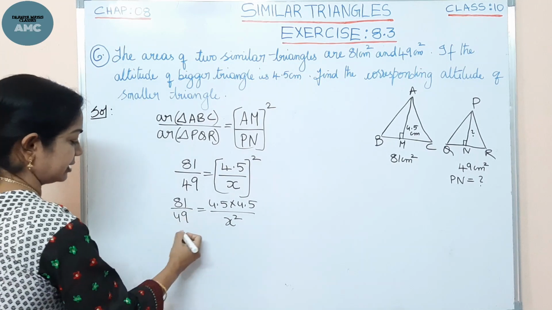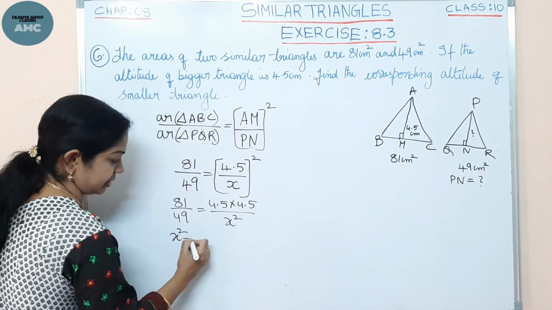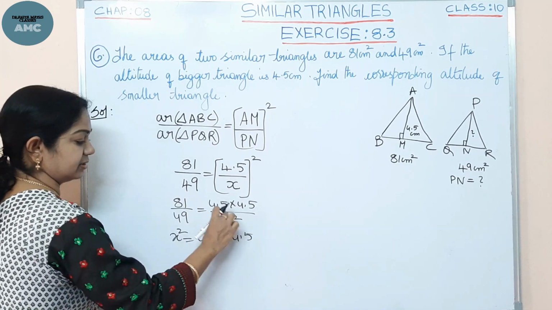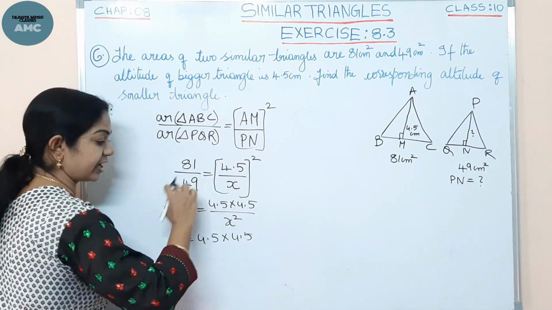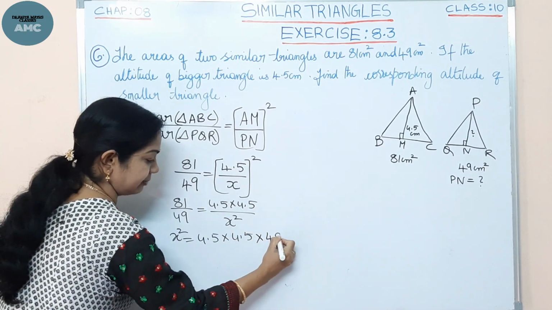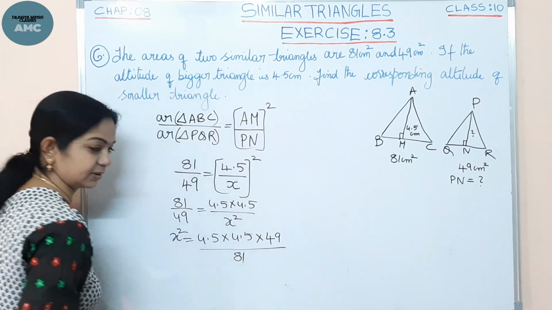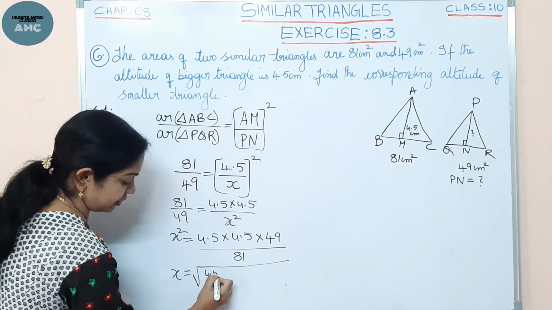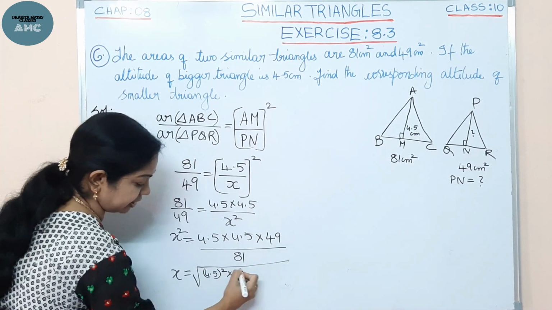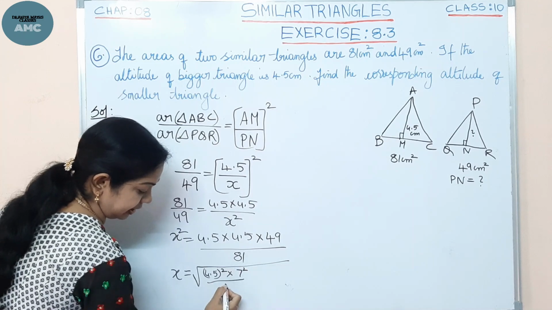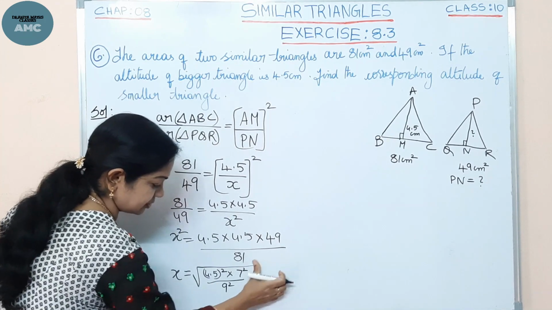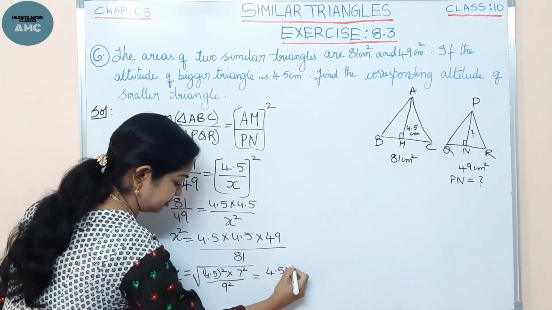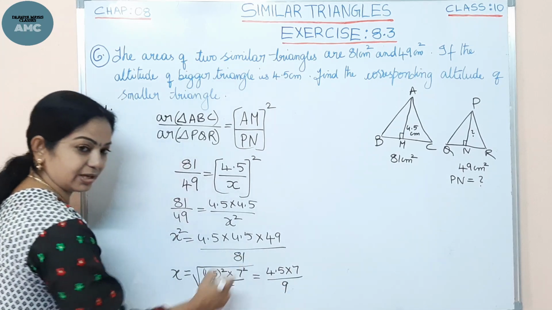Okay, bring it to the other side here, cross multiply. x square is equal to 4.5 into 4.5, and if you bring this here, this fraction becomes a reciprocal. So 49 by 81 here. Okay. So, x I want, so I can take the square root. Okay, 4.5 whole square into 49. I can write 49 as 7 square and 81 I can write as 9 square, isn't it? So all the squares go off. Now it comes to 4.5 into 7 by 9. Square root and squares will go off.